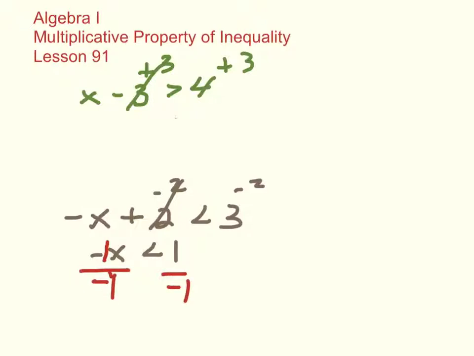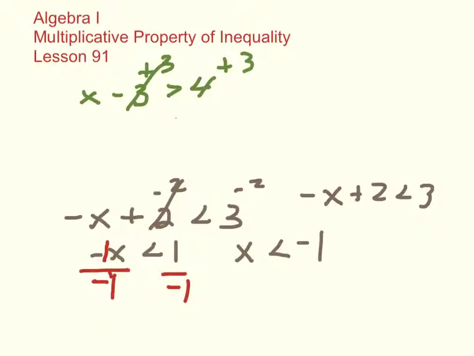We're going to divide both sides by a negative 1. And what I would get then is x is less than, what's 1 divided by a negative 1? A negative 1. Now, this is saying that any number less than a negative 1 should make the original inequality true. Remember, my original inequality was negative x plus 2 is less than 3. So let's try a number. Let's pick a number less than a negative 1. Let's try a negative 2.